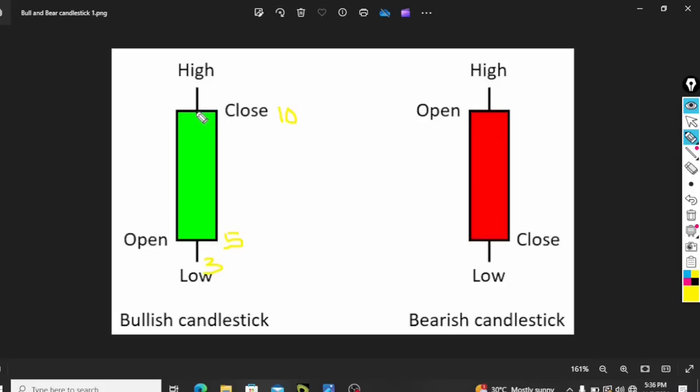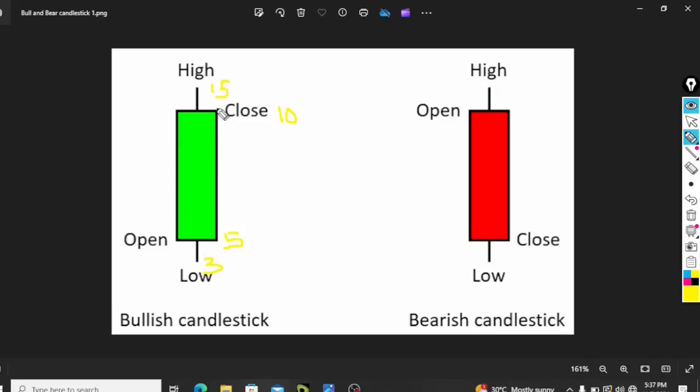But before then, it moved all the way to the highest point. Let's say $15. It was able to move to $15 before falling back to $10. So we call this $3 the low of the day, and we call the $15 the high of the day. So that is the highest point it went, and $3 becomes the lowest point that it went. So the $5 is the open, and then $10 is the close.